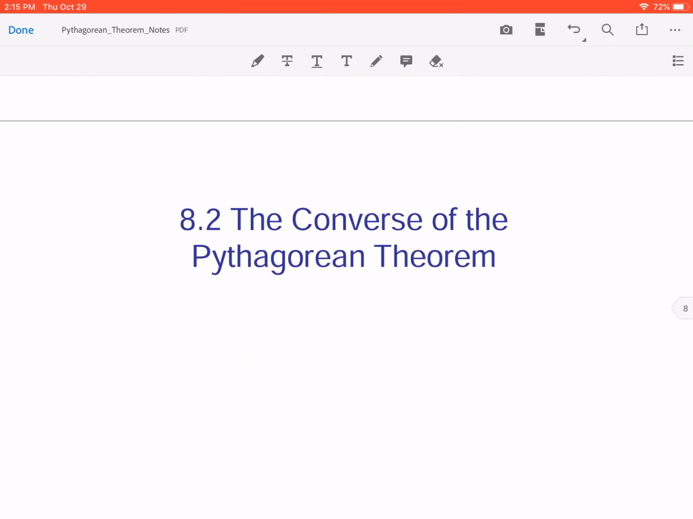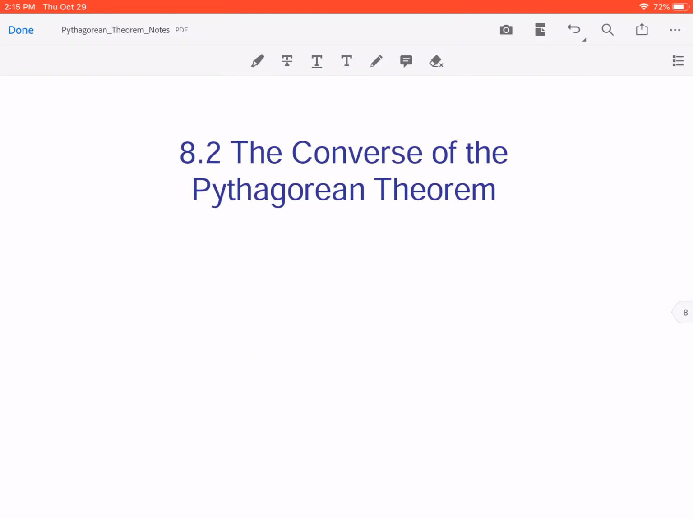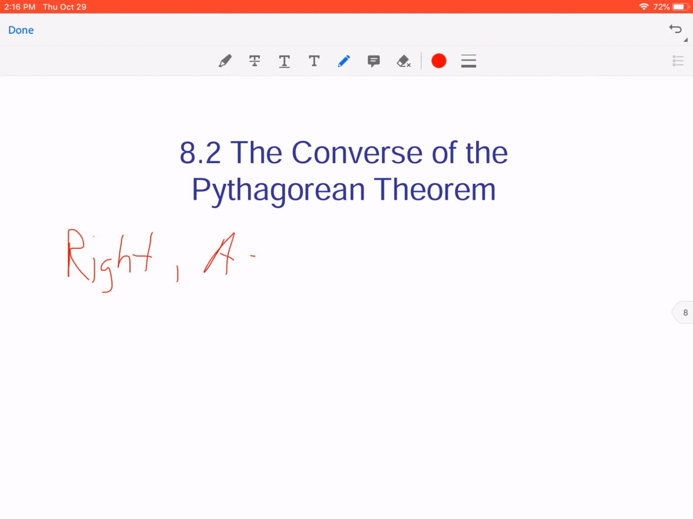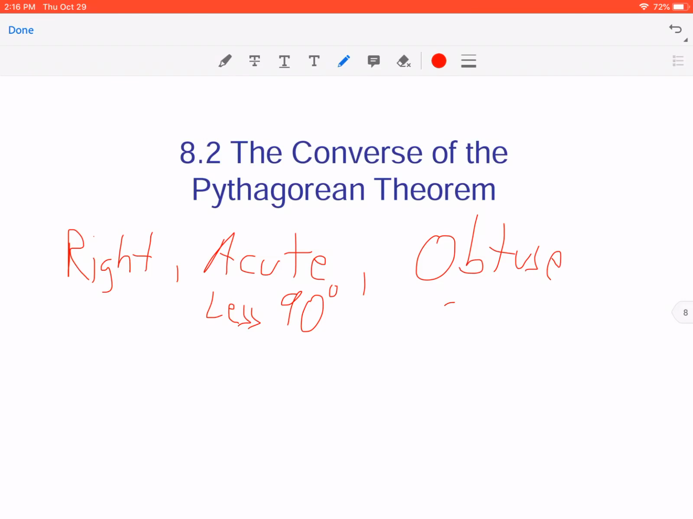Converse of the Pythagorean theorem. All right. This is probably a new topic for you. This is used to figure out if a triangle is exactly a right triangle. If a triangle is acute, that means less than 90 degrees. Or if a triangle is obtuse, that means it is greater than 90.